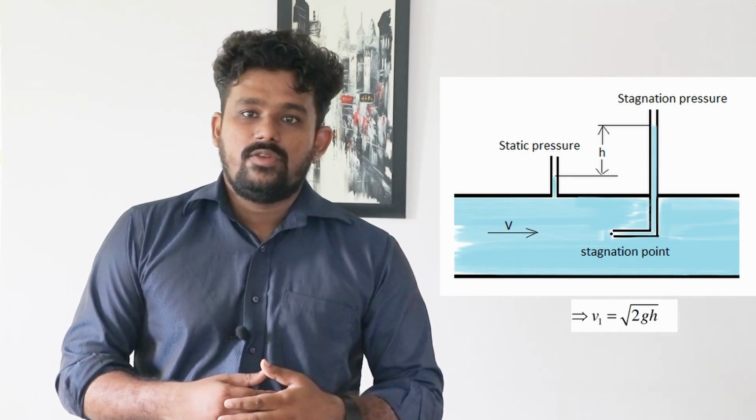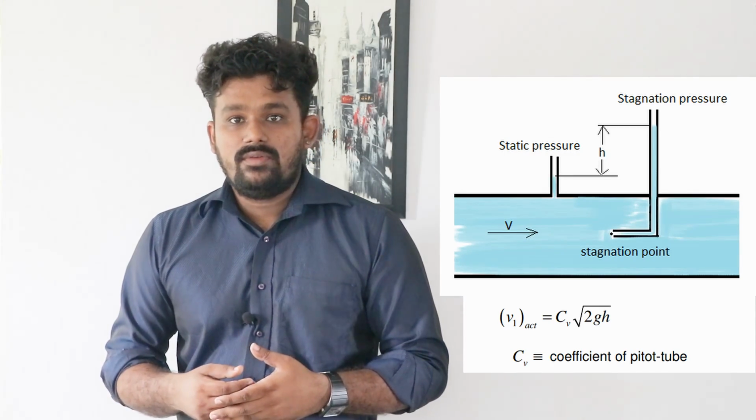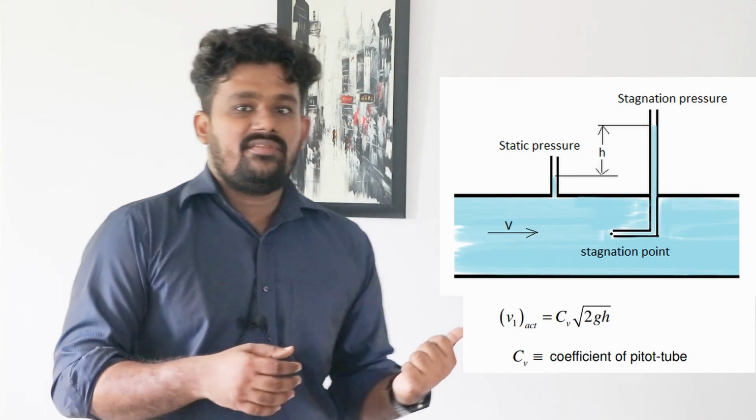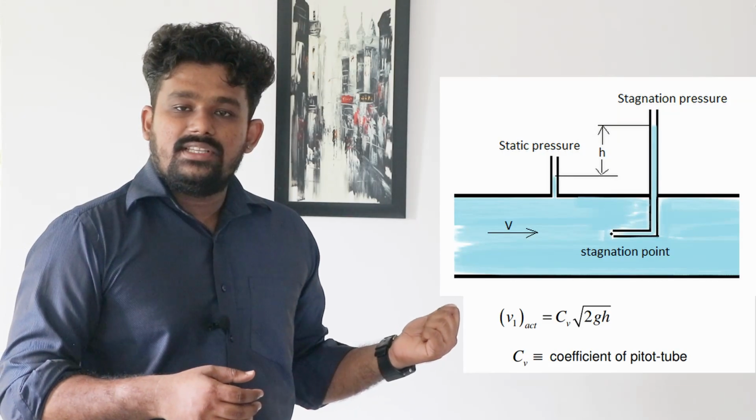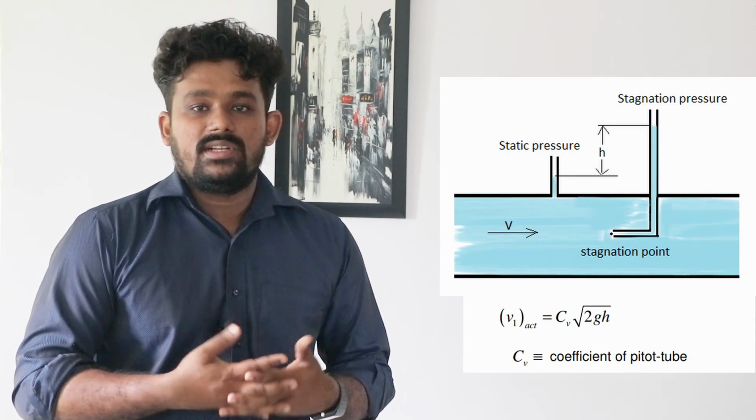So you will get the theoretical velocity. In order to get the actual velocity, it is multiplied by the coefficient of velocity. Actual velocity V suffix A equal to CV into root of 2GH, where CV is the coefficient of velocity, and the value of CV varies from 0.95 to around 0.99. This is mainly used to find the velocity of flowing fluid.